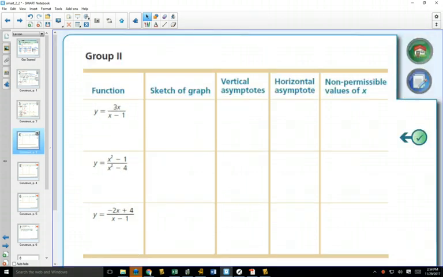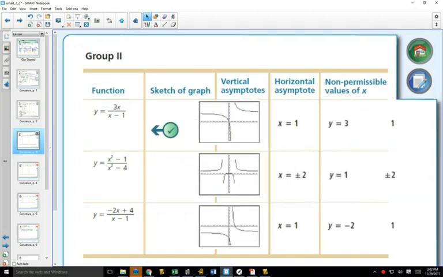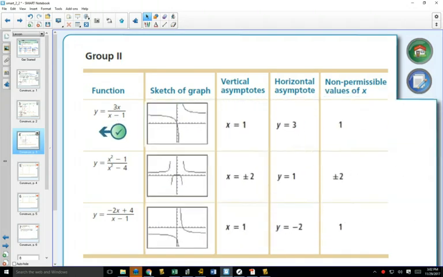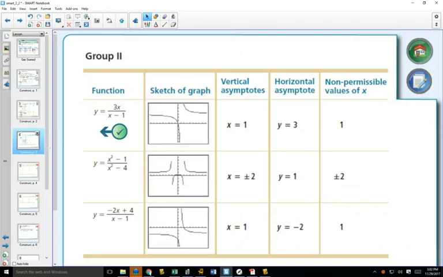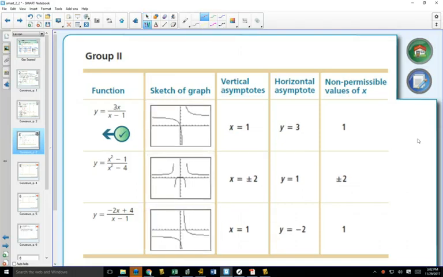Now we're on group 2, the second set here. Whoa. How did you do? Draw in your asymptotes.